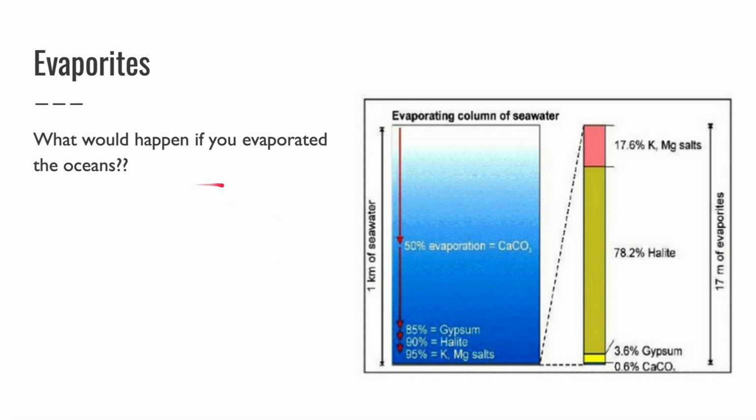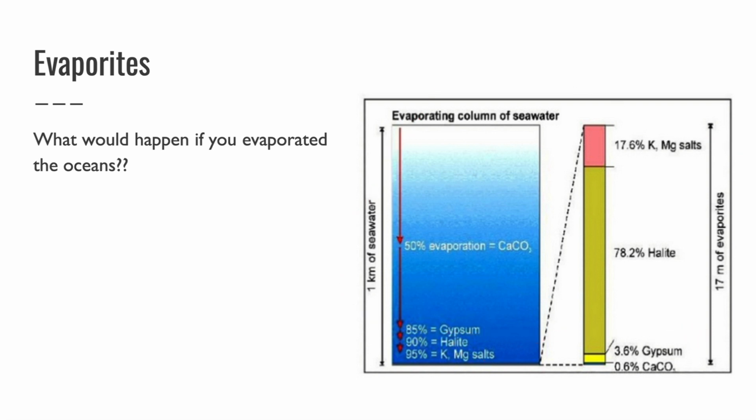So you can ask, what would happen if you evaporated the oceans? You can figure out what the composition of seawater is, and then figure out what would happen if you precipitate 50% of it. The first thing that would evaporate out would be calcium carbonates. If you precipitated 85% of it, then gypsum, so those calcium sulfates, would precipitate out. If you precipitated another 5%, then you'd get halite. And then another 5%, you'd start to get potassium and magnesium salts.